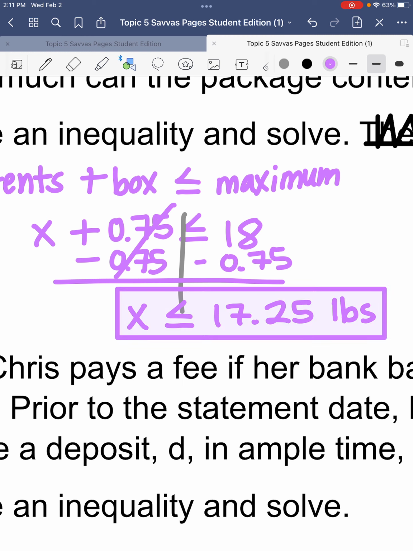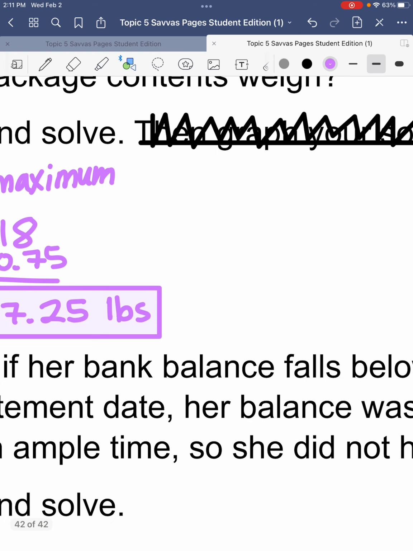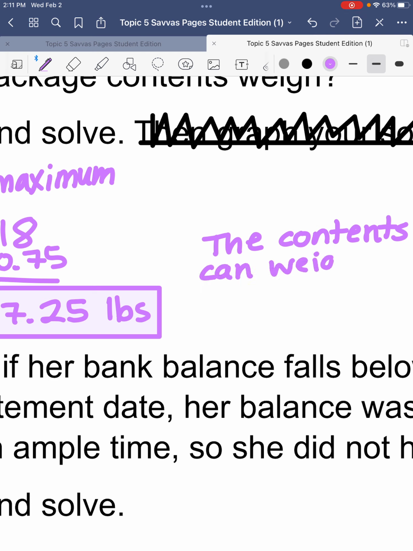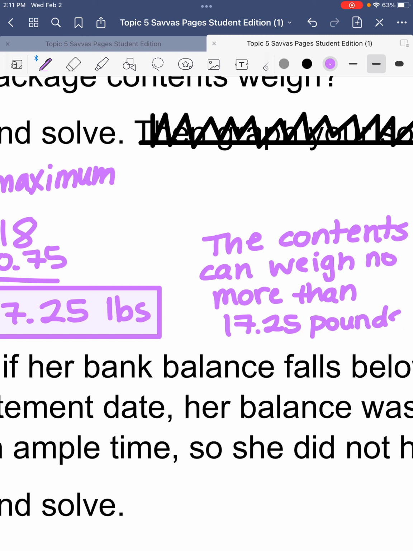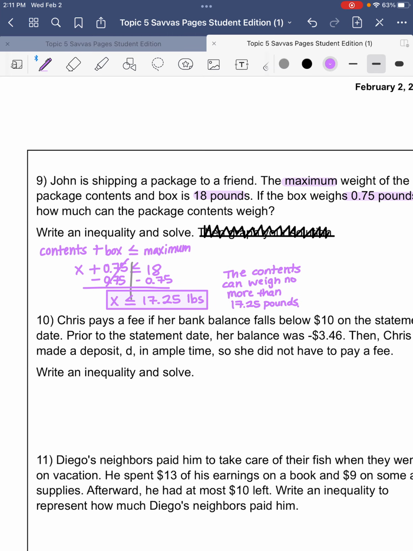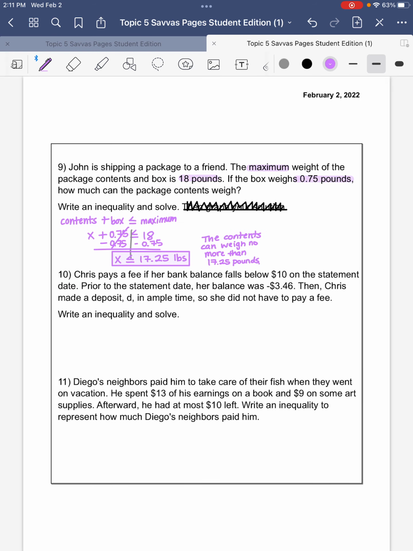And if I asked you to graph that, I would make sure I provided a number line for you. But what this means is that the contents can weigh no more than 17.25 pounds. The contents or the goodies in the box can weigh no more than 17.25 pounds. Okay, let's move on to number 10.